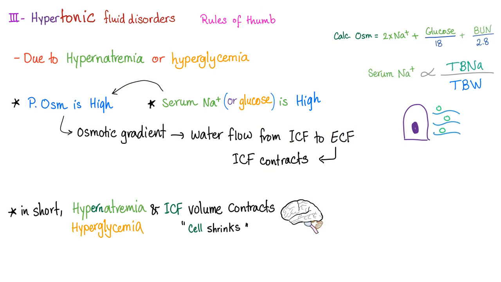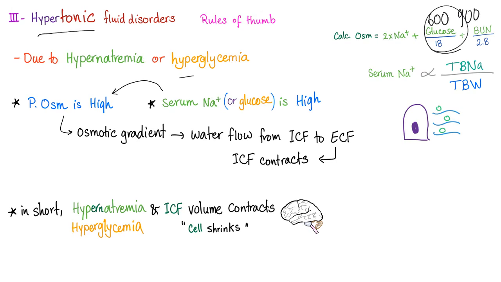Hypertonic fluid disorders. It's either due to hypernatremia or hyperglycemia, because if you have uncontrolled diabetes, the glucose level could be 600, 900, and suddenly instead of contributing 5 milliosmoles to your plasma, it's going to contribute 30, 40 milliosmoles, so it's going to be huge.